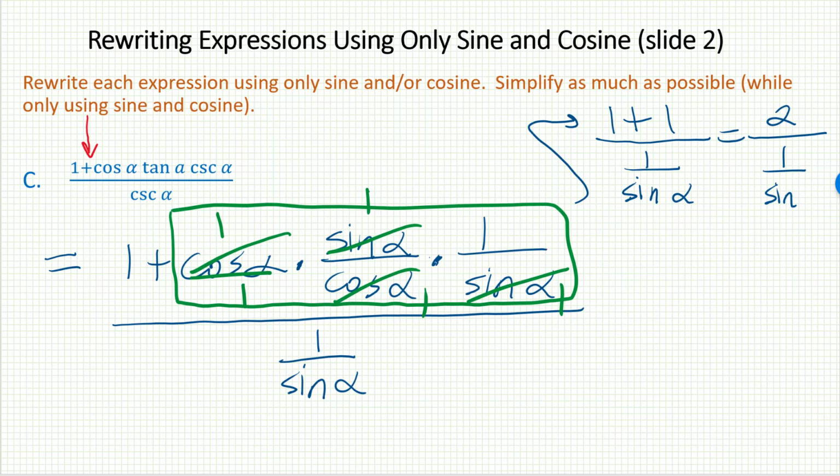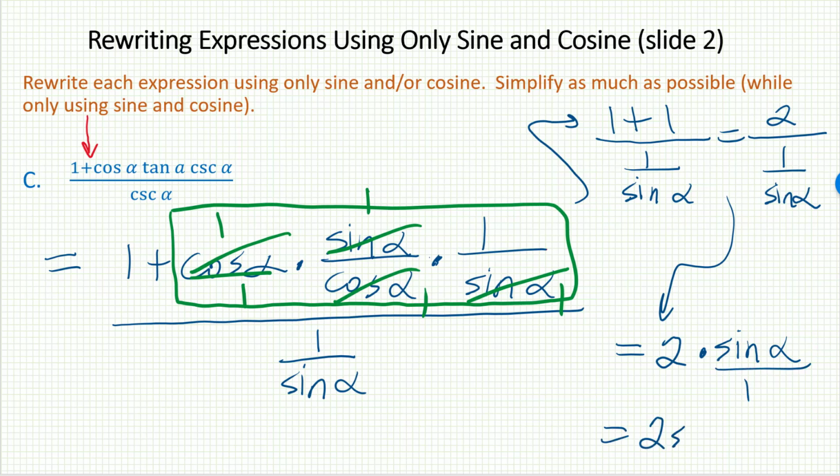Now, I do have everything with only sine or cosine, but I'm supposed to clean it up as best I can. Complex fractions are not cleaned up. I can just use that division method. Taking 2 and dividing it by 1 over sine alpha is the same thing as multiplying it by the reciprocal, by sine alpha over 1. That 1 isn't doing anything, and so my final answer is just 2 sine alpha. Once again, there's no way to clean that up, and so I'm finished.